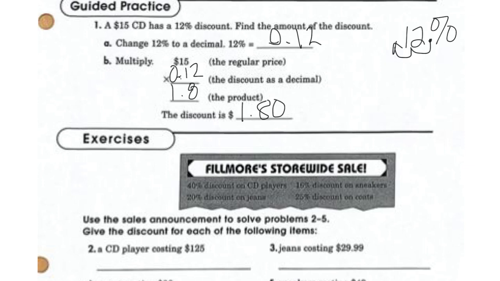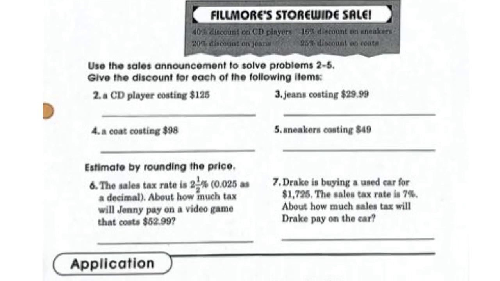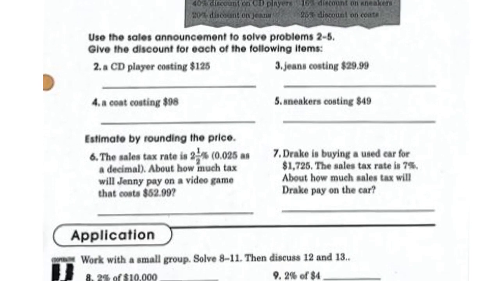Now, depending on what kind of calculator you are using, a lot of calculators have a percent sign on them. You can punch in 12 and then use your percent key, and then multiply that by your cost and hit equals, and you get the same answer. So if you want to change it to a decimal, you can. If you want to use a percent key on your calculator, you are welcome to do that.